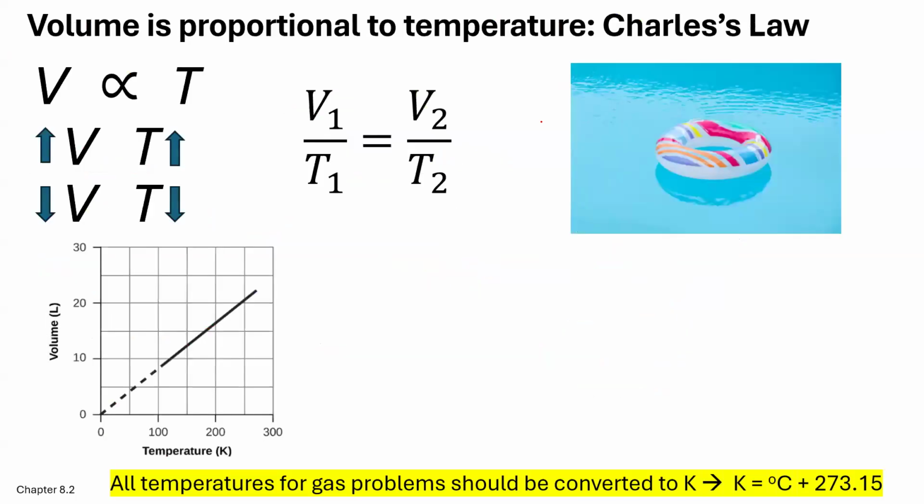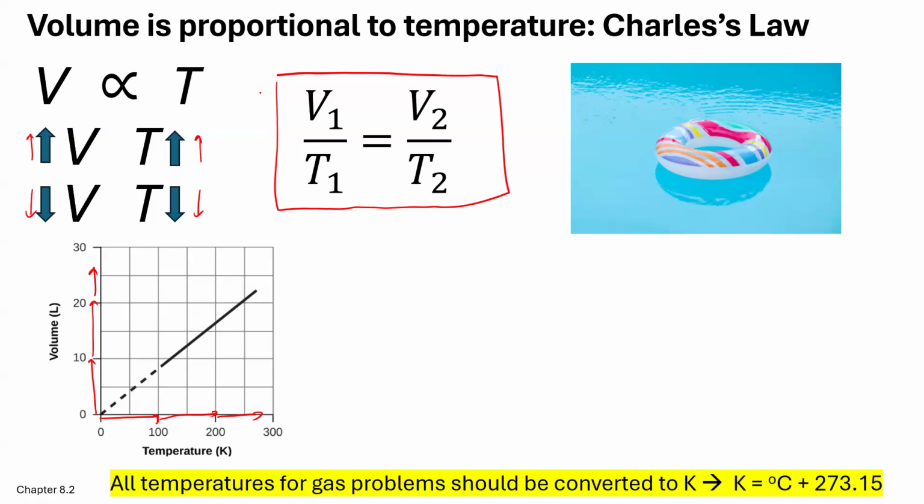Another one we're going to do is volume is proportional to temperature. I think you can see this. So first of all, let's do the graph, right? As you increase temperature, 0 to 100, our volume goes up. More increase, more increase. So volume is proportional to temperature. As temperature goes up, volume goes up. As temperature goes down, volume goes down. The equation we're going to use is V1 over T1 equals V2 over T2, right? And I think you've seen this.